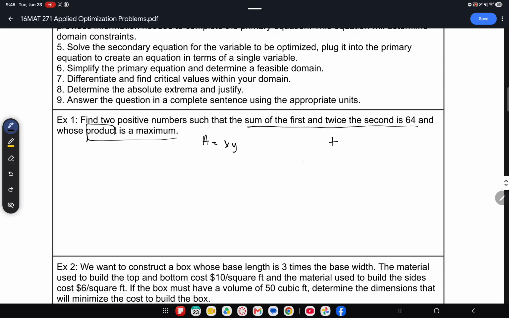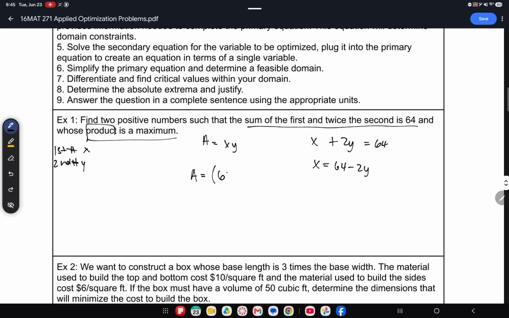So the sum of the first number and twice the second. I don't know what the numbers are, so how about the first number's X and the second number's Y? So the sum of the first and twice the second is 64. All right, I think I can solve that one. X plus 2Y equals 64. I think I can solve that for X or Y and use the product one and find that maximum. I think it'd be easier to isolate X. X equals 64 minus 2Y. And let's substitute that in.